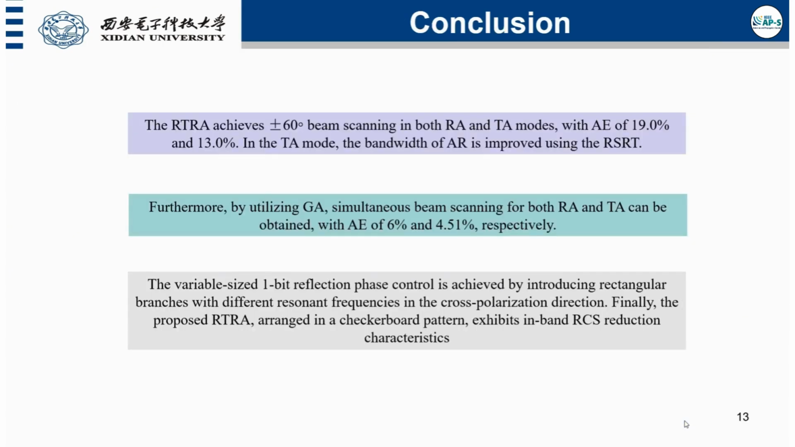In conclusion, our RTRA metasurface not only achieves plus or minus 60 degrees beam scanning in both RA and TA modes, but also improves the axial ratio bandwidth using RSRT. By employing genetic algorithms, we've obtained simultaneous beam scanning for both RA and TA. The proposed RTRA, arranged in a checkerboard pattern, also exhibits in-band RCS reduction characteristics.